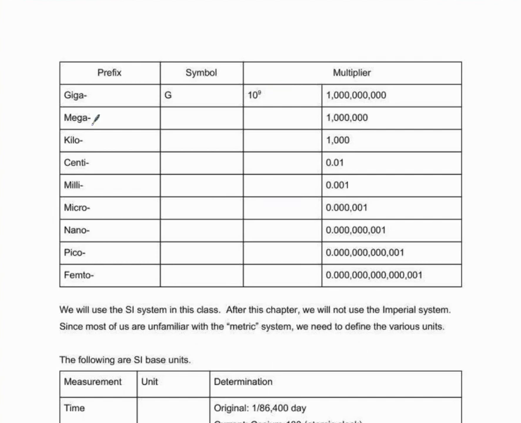Then we have mega, also frequently used in terms of data, and that one symbol is capital M. This one, the multiplier is 1 million, which is 10 to the 6th power. If you remember the things on this chart, this can make scientific notation a little bit easier because you have a pretty good idea of the powers of 10.